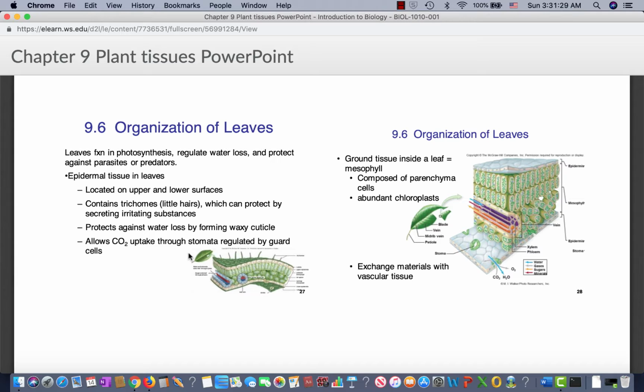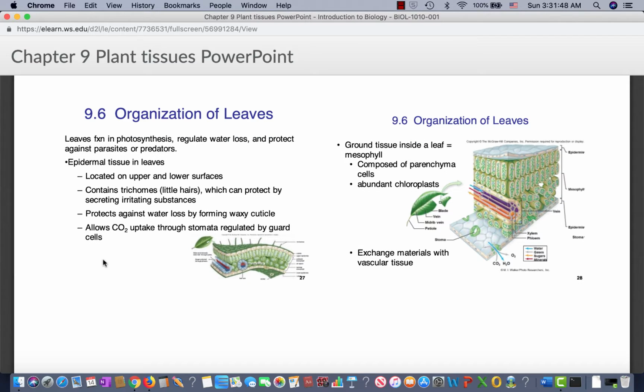Anyway, so tangent aside. The epidermal tissue in leaves is located on the upper and lower surfaces. They have these little trichomes, which are little hairs that can produce irritating substances. It protects against water loss by forming a waxy cuticle, and then allows CO2 uptake through stomata regulated by guard cells.